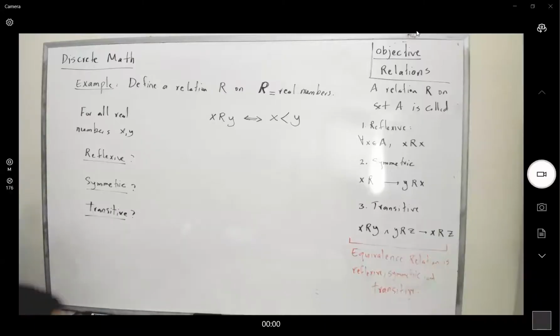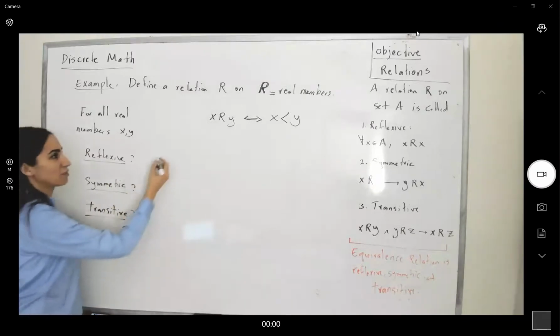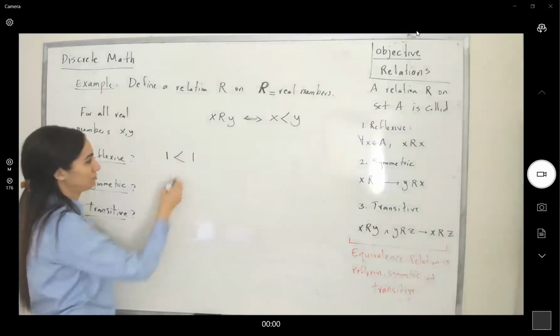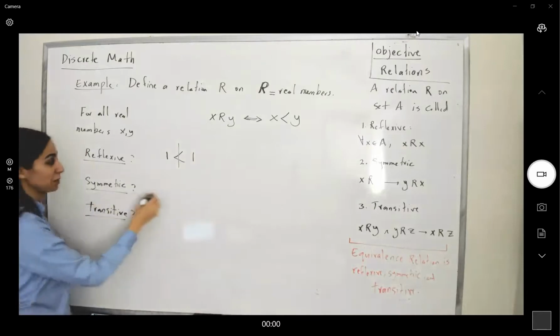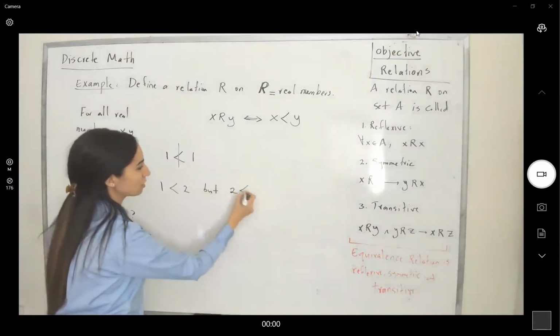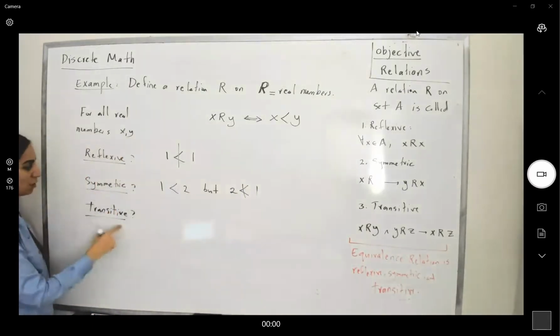Very well. Thank you, everyone. So, of course, this is not reflexive. For example, 1 is not less than 1. This is not true. Is it symmetric? It's not symmetric. 1 is less than 2, but 2 is not less than 1. So it's not symmetric. What about transitive?